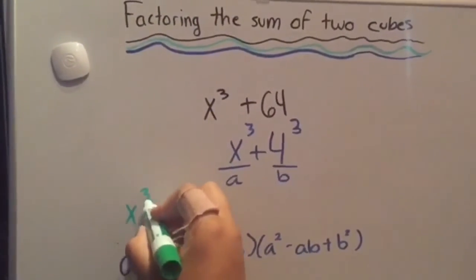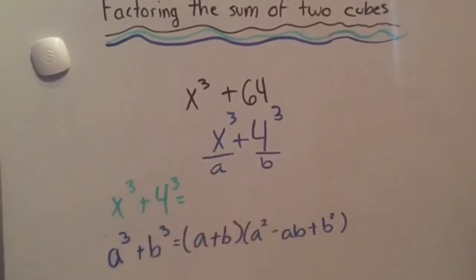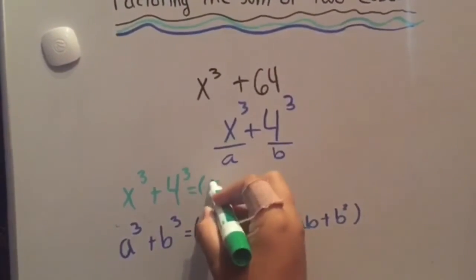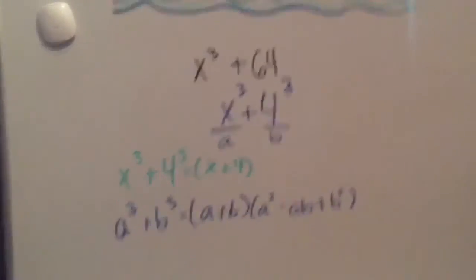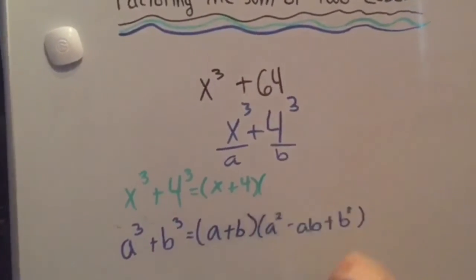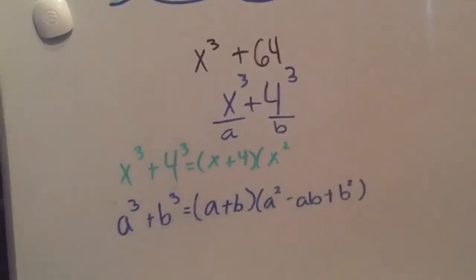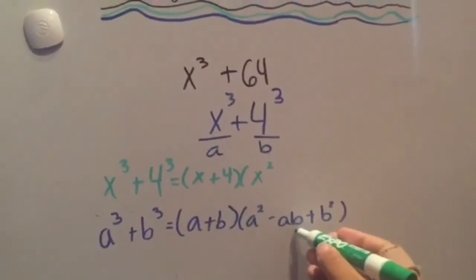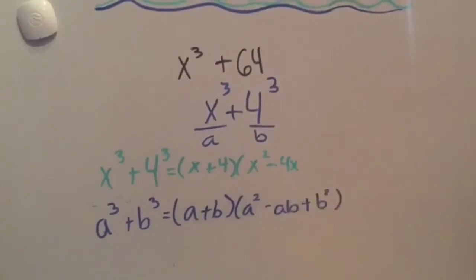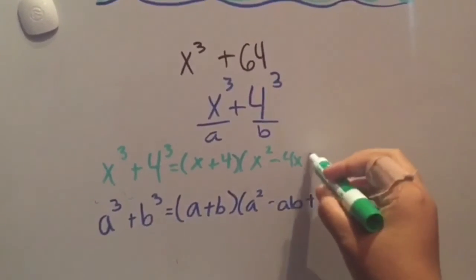Now we are going to match up x cubed plus 4 cubed to a cubed plus b cubed. Then we're going to put in parentheses x plus 4 because it matches with a plus b. Then in parentheses we are going to match up x squared to a squared, then negative ab, which would match up with 4 times x, which would equal 4x. But in this case it would be negative 4x because of the negative in the formula.